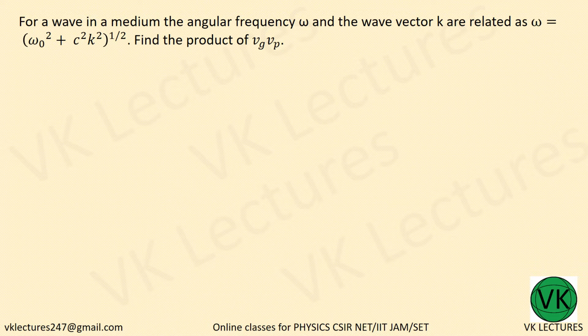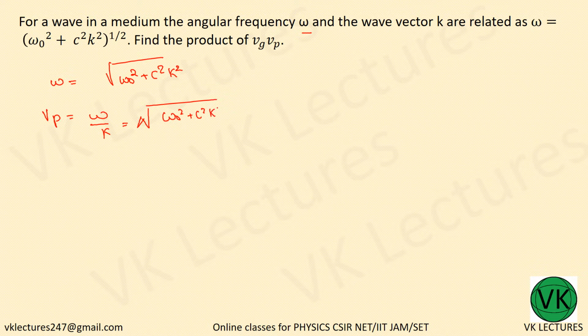For a wave in a medium, the angular velocity omega and the k are related as omega. Okay, fine. So omega is given. We will immediately write omega is root of omega naught square plus c square k square. So first thing that we can get is Vp, which is equal to omega by k, that is nothing but root of omega naught square plus c square k square by k. Okay, that is the first part.